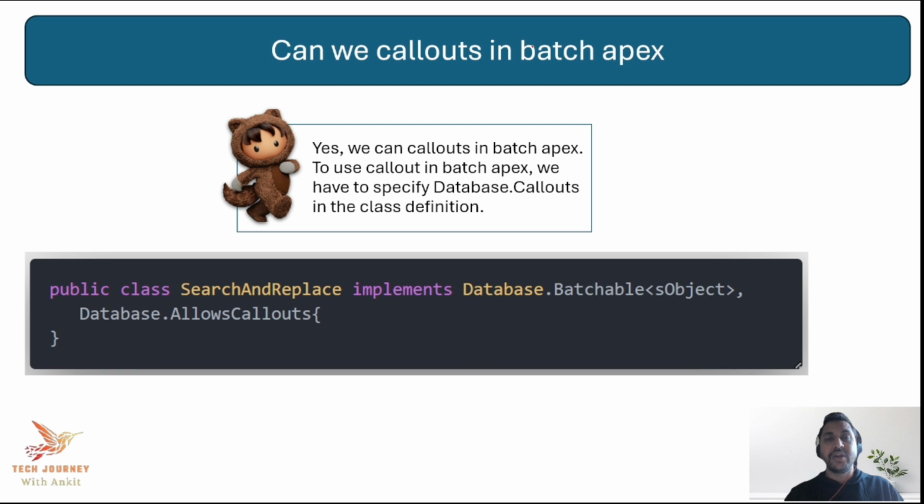Next one, can we do callouts in batch Apex? Again, the answer is yes, we can do callouts in batch Apex as well. To do callouts, we have to implement another interface, that is the Database.AllowsCallouts interface. And this is how the syntax will look. Here you have to specify Database.AllowsCallouts. Sorry, it's a typo from my side, but this is the correct interface name that you have to implement, Database.AllowsCallouts.